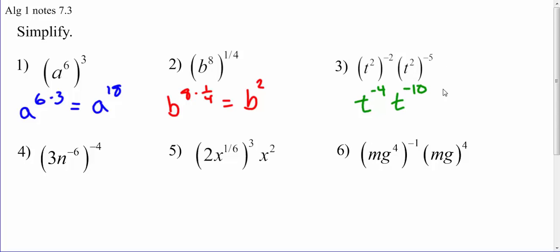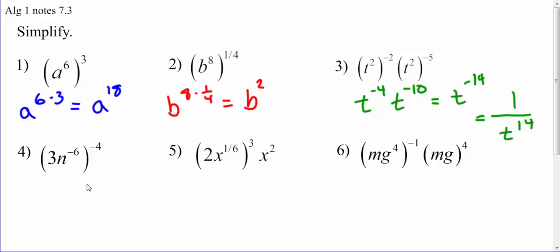That's 2 times 5. Now here's where you have to go back to the previous lesson and think just a minute. T to the negative 4 times t to the negative 10. You add those together. So this is t to the negative 14. We've talked about how we don't really like negative exponents much. So we would go ahead and rewrite that one final time as 1 over t to the 14th.